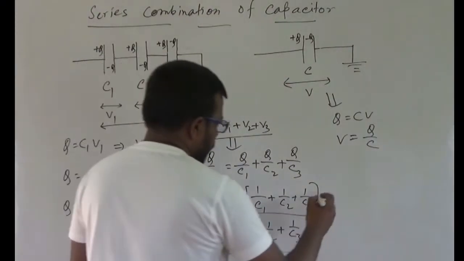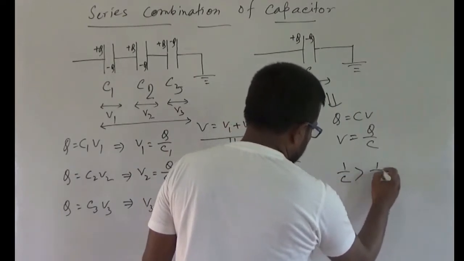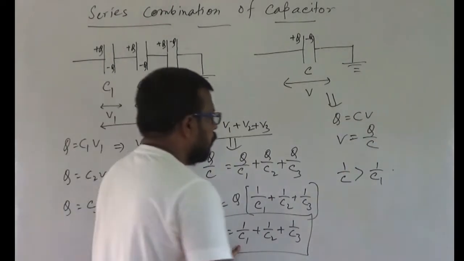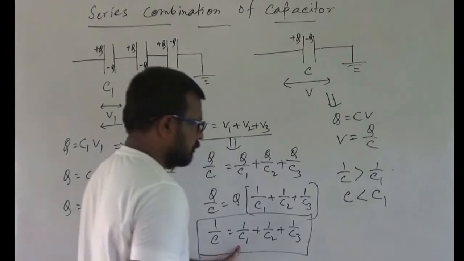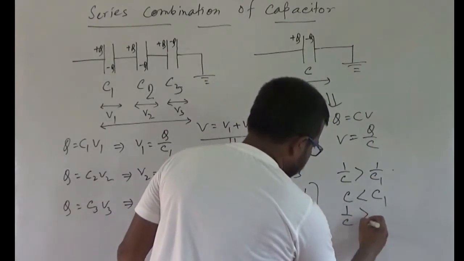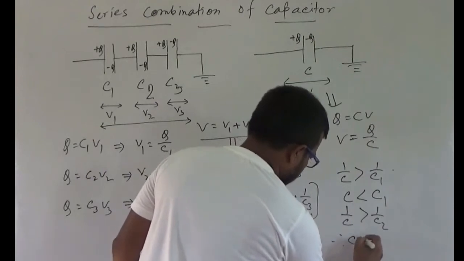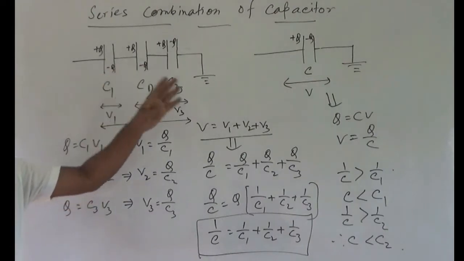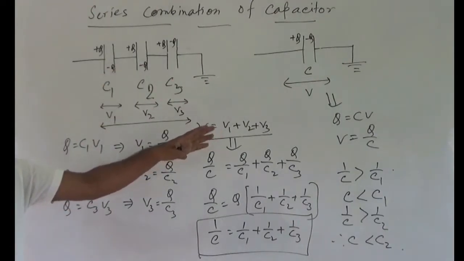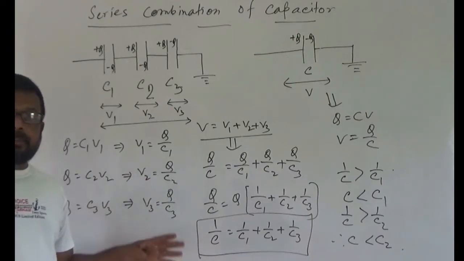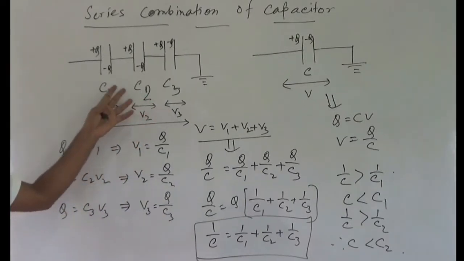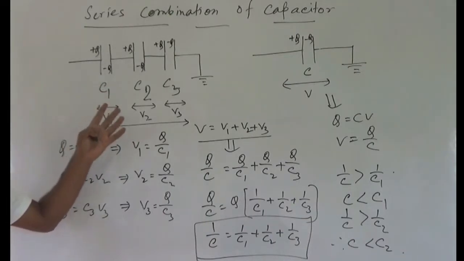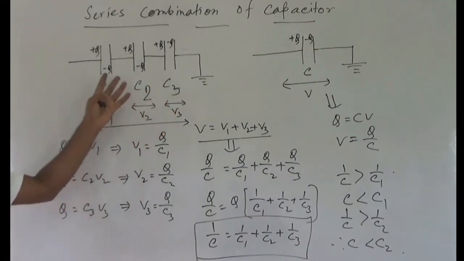Now we can write 1 by C is greater than 1 by C1. Is it? 1 by C is greater than 1 by C1, or we may write C is less than C1. Similarly, we can write 1 by C is greater than 1 by C2, therefore C will be less than C2. That means the effective capacitance of a series combination will be less than the smallest capacitance, right? Or C will be smaller than each of the capacitances connected in the series combination.